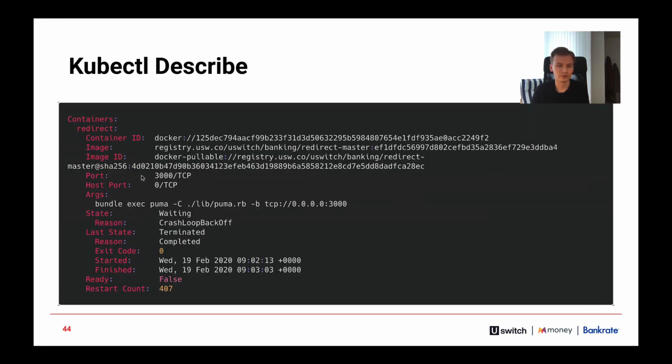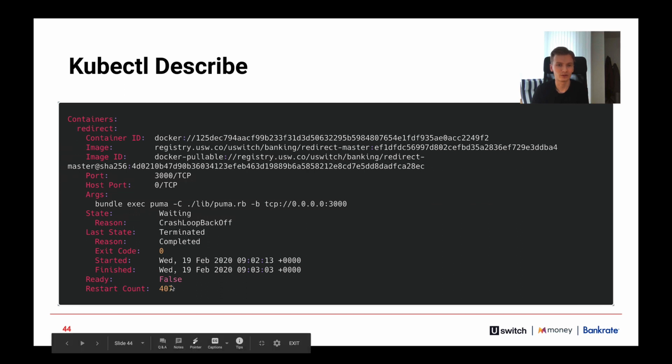You also will see this kind of information in the kubectl describe, which tells you about the current state of the container, such as its ID, its image, any ports, the arguments you started it with, and the state it's in. For example, this one is in a crash loop backoff, which means it's kept restarting over and over again. So it's on hold at the moment because it keeps restarting. See, this one restarted 407 times, so it's not in a happy state.